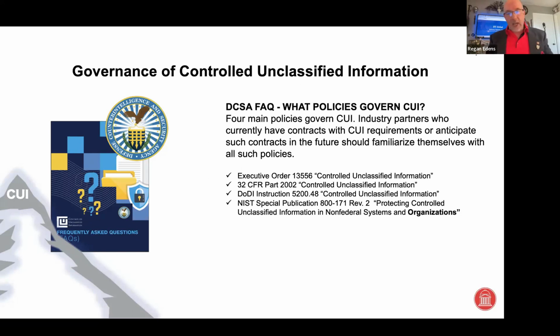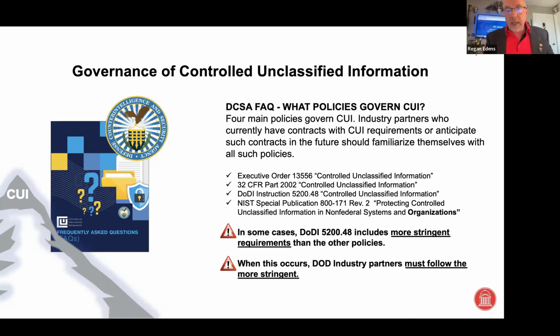And in part, this is not entirely, but in part, the DCSA FAQ is telling you that this process governs all the way down from the president through this 32 CFR, by the DoD policy, the DoD instruction that I talked about earlier, and that is applied to the NIST 800-171. And we're going to talk about that in more detail. But you need to understand that these requirements end up impacting us, and the reason for that is because the DoD instruction, the DoD policy, includes more stringent requirements than the 32 CFR and even the president's guidance, and more stringent requirements than the NIST 800-171.